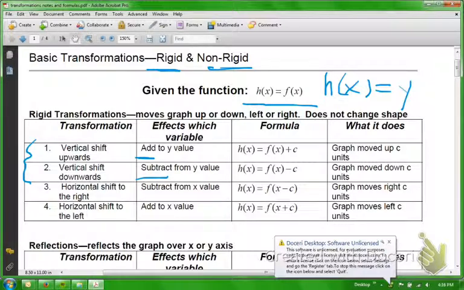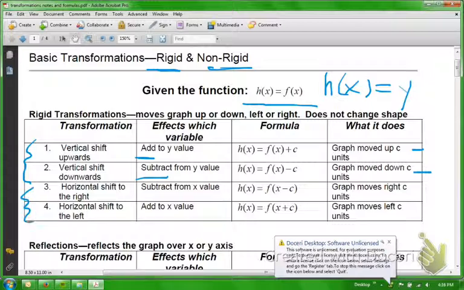So if you add something, addition goes in a positive direction, or on the y-axis upward, so you're going to move your graph up c units. If you subtract it from y, so if you have y minus something, it goes down c units. Now, the other one we deal with is horizontal, and this is the x.